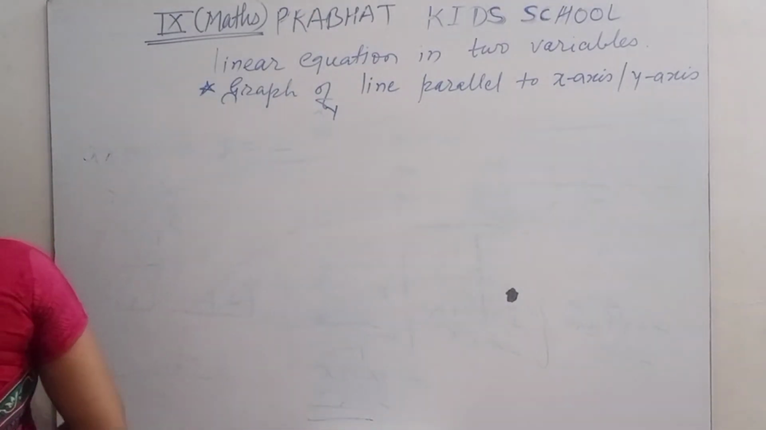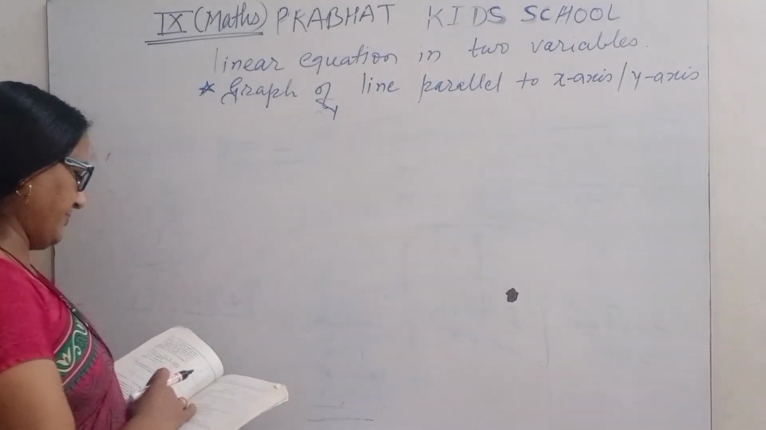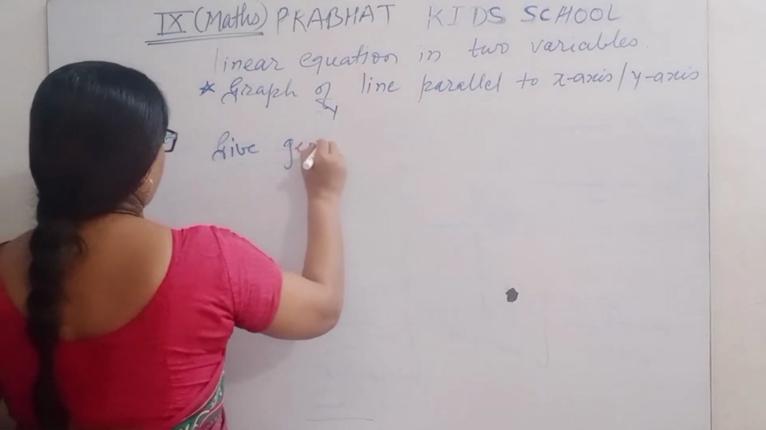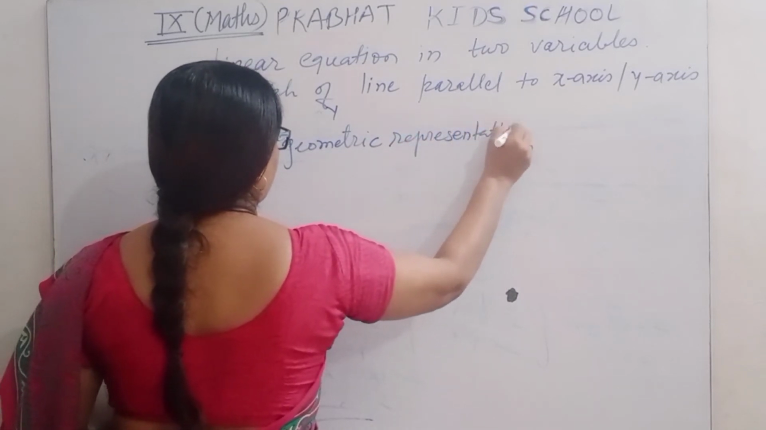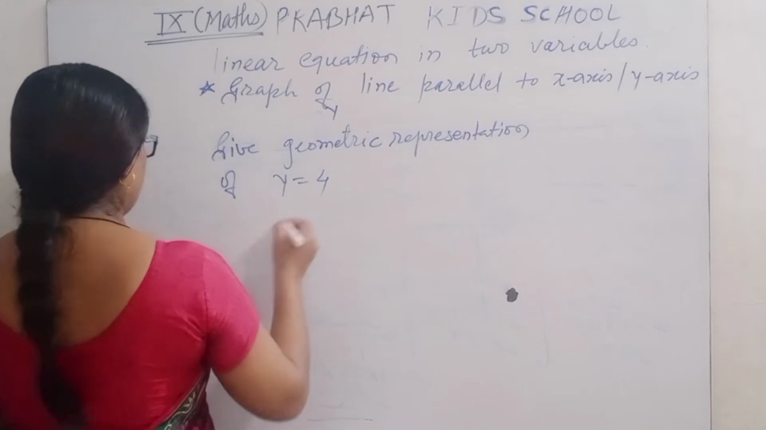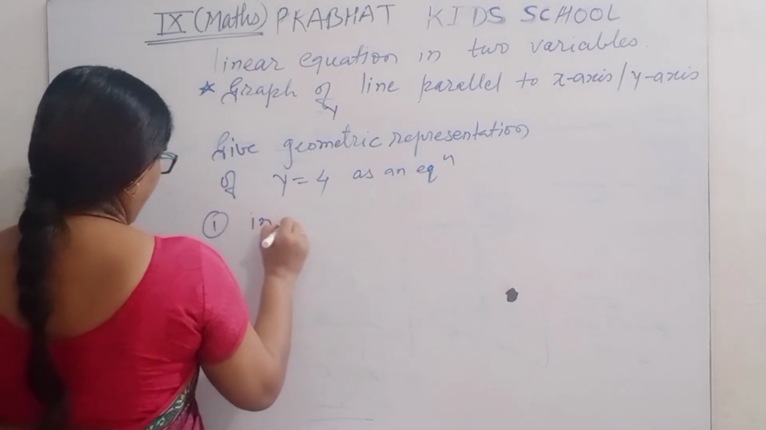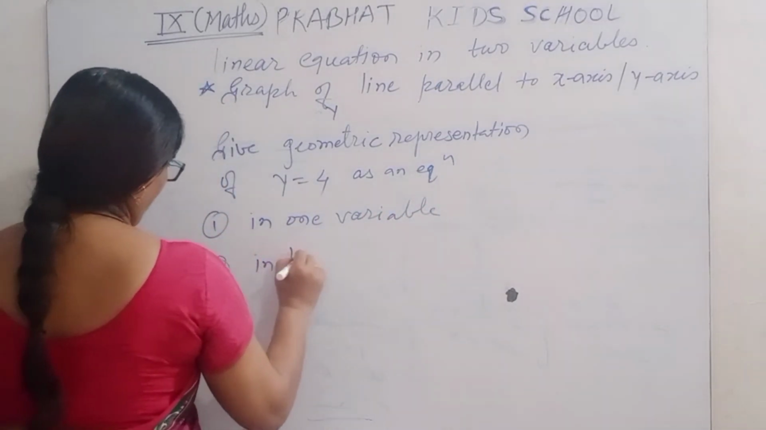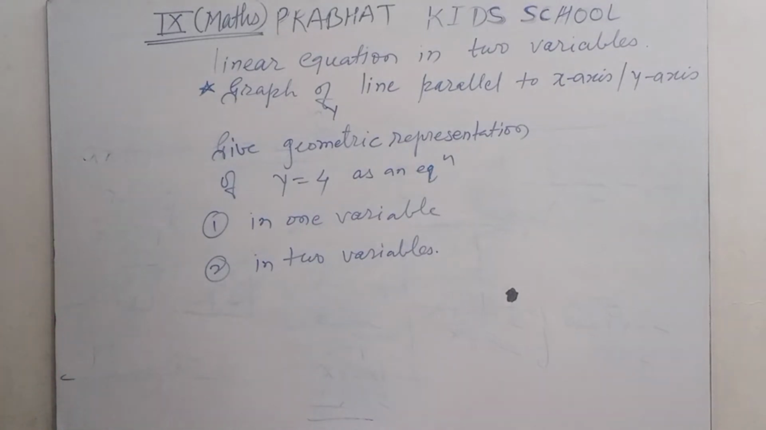What is the question? The question is, give the geometric representation of y is equal to 4, first as an equation in one variable, and second in two variables. Now we are taking this example.